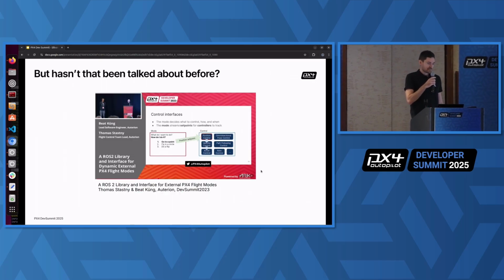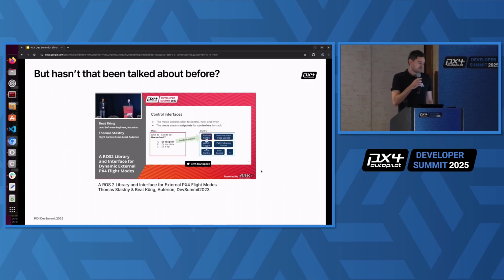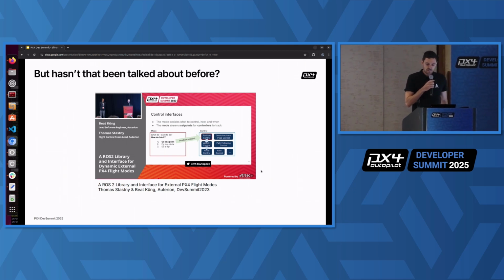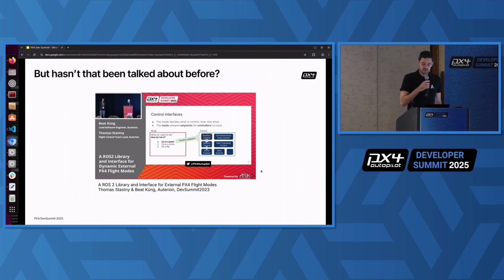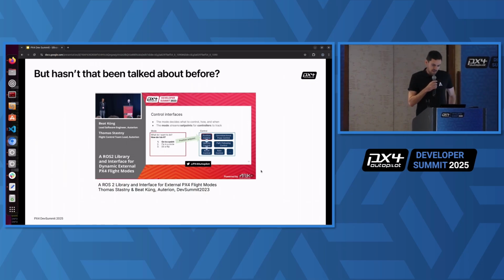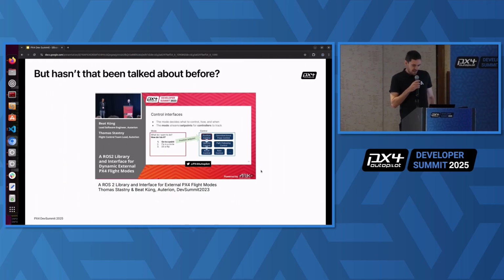Hasn't that been covered before? Yes, it has, multiple times. Most recently, or in most depth, at the last Dev Summit by Beat Küng and Thomas Stastny, where they presented the novel way of doing this kind of off-board control, using the new PX4 ROS interface library. All that was presented back then is still very much valid, so I recommend everybody to watch this presentation again on YouTube if you haven't done so yet.